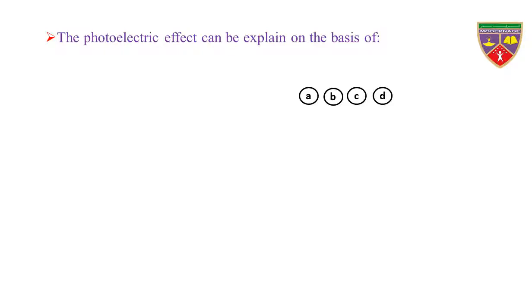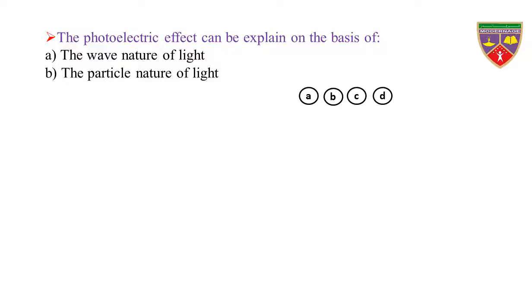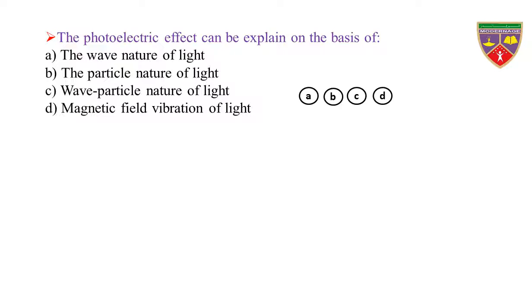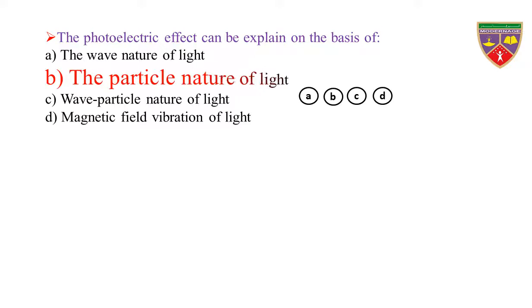The photoelectric effect can be explained on the basis of option A, the wave nature of light; option B, the particle nature of light; option C, wave particle nature of light; option D, magnetic field vibration of light. The key is the particle nature of light. Therefore, the correct option is B.